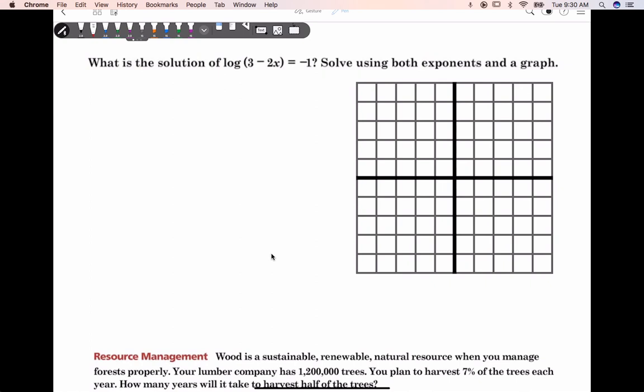All right, so now let's start practicing the various methods that we just learned with exponents, okay? Solving exponential and logarithmic functions. All right, so let's go ahead and begin. The first one says, what is the solution to the following log equation? And it says solve using both the exponents and the graph.